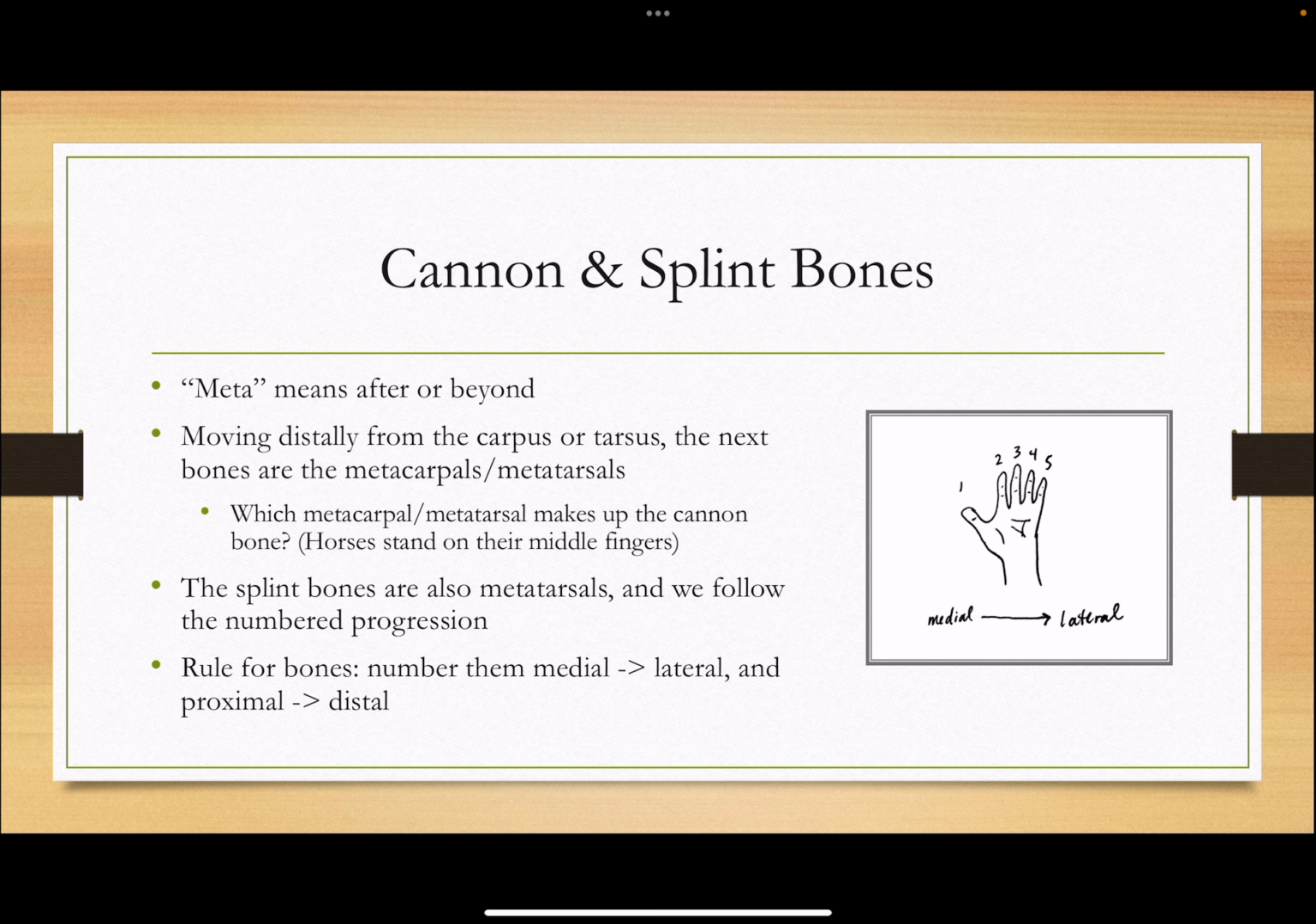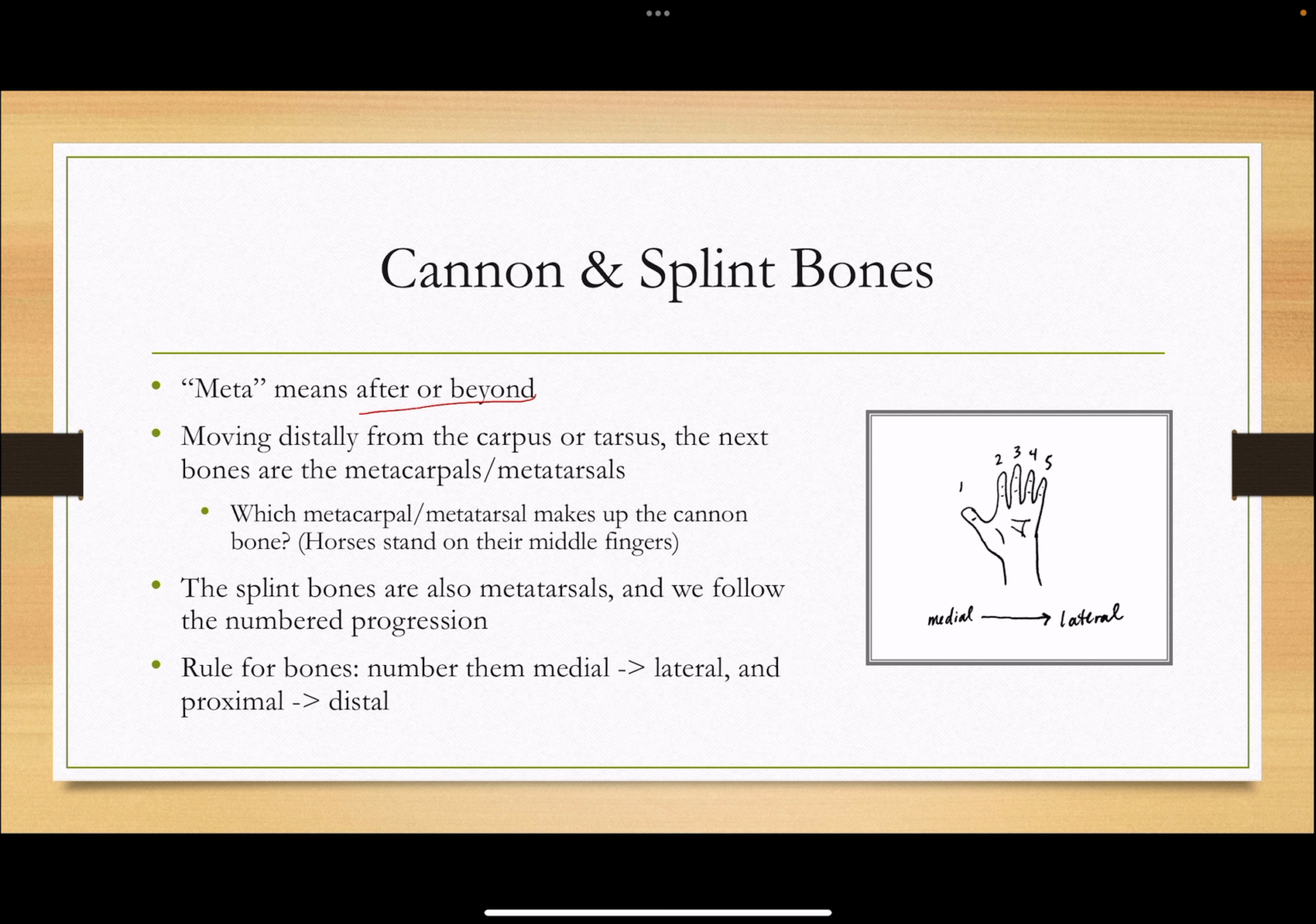Now we're getting into the metacarpals and metatarsals, or the cannon bone and the splint bones, and they are all the same type of bone. That prefix meta means after or beyond. So the metatarsals are beyond or distal to the hock or tarsus, and the metacarpals are beyond or distal to the knee or carpus. So which metacarpal or metatarsal is which?